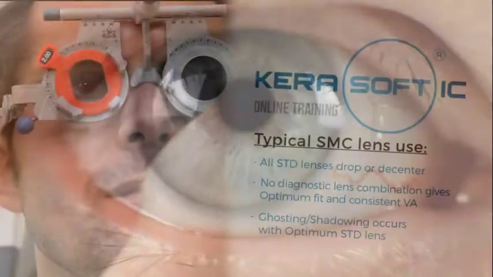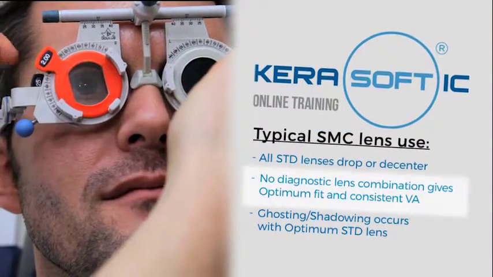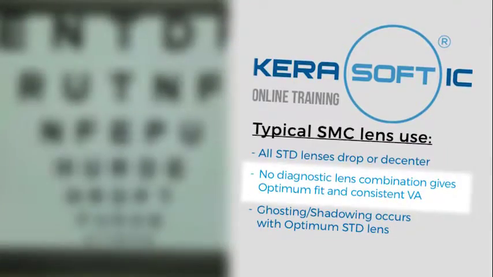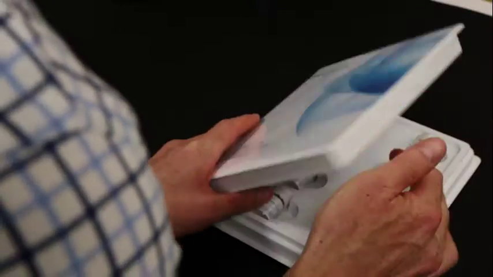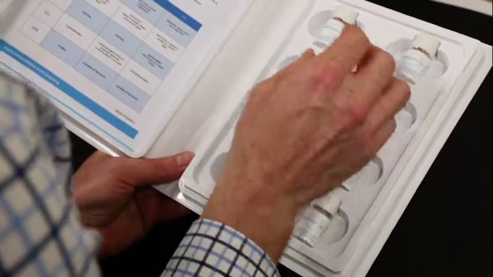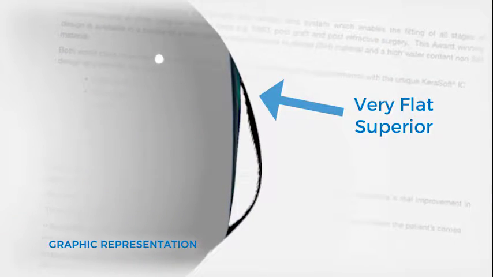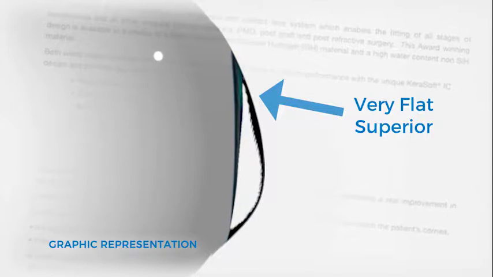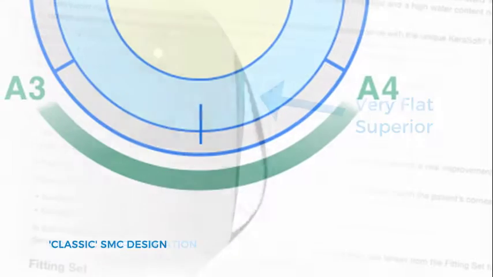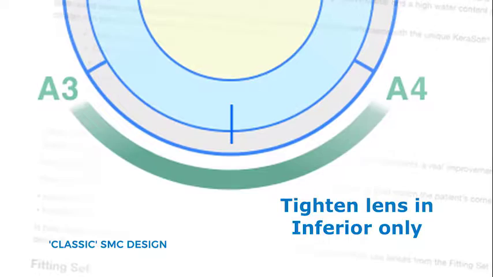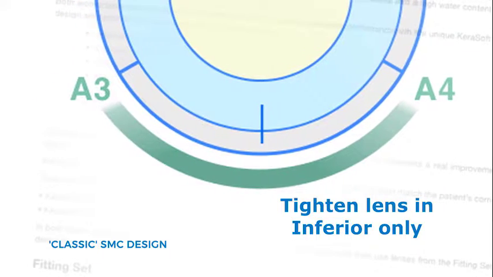In the second scenario, the best fitting standard periphery lens consistently provides poor visual acuity. The patient may also report discomfort at the top edge, indicating it is tight in this area. A flatter lens may improve the visual acuity and comfort, but now the lens may demonstrate unstable rotation or even slight fluting inferiorly. This indicates a cornea that is significantly flatter in the superior area compared to the inferior. Tightening the lens in the inferior sector only will resolve these fitting issues.